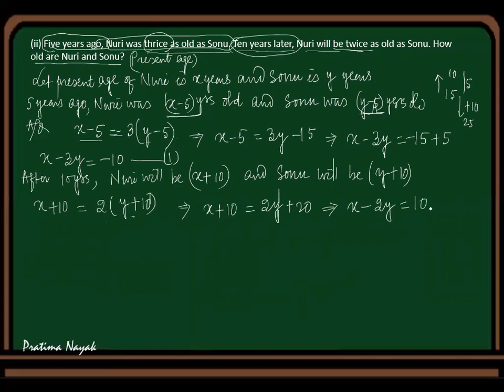This is equation 2. So one equation is x minus 3y is equal to minus 10, and x minus 2y is equal to 10. Now you can see we can eliminate x here. They have the same coefficient. Subtract, change the sign, x cancels. Minus 3y minus 2y gives you minus 5y.